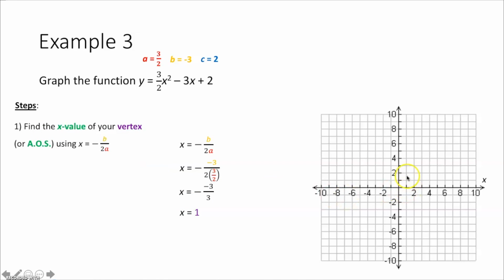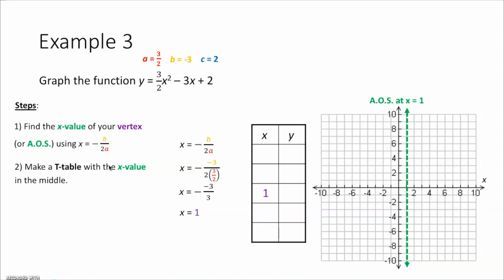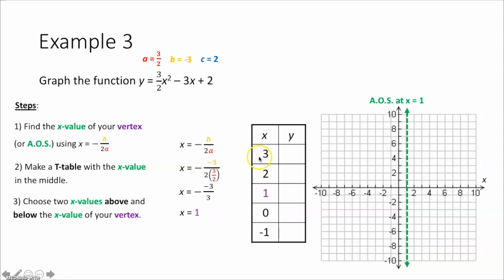So you go over here. At x equals 1, you draw a vertical line. That's going to be your axis of symmetry. That's going to be a way to check your work. Your parabola should be the same on both sides of that axis of symmetry. Next, we're going to take that x value that we just got and plug it in the middle of our t-table. We're going to pick 2 x values above that and 2 x values below that. We're then going to plug those into the original function to get the y values that go with them.